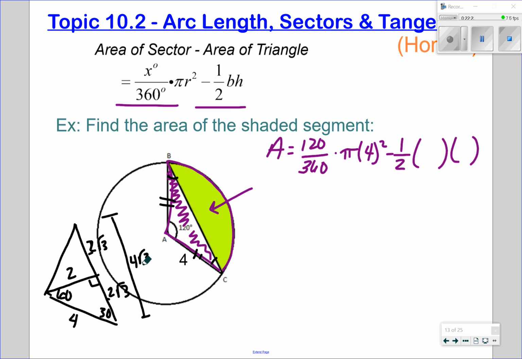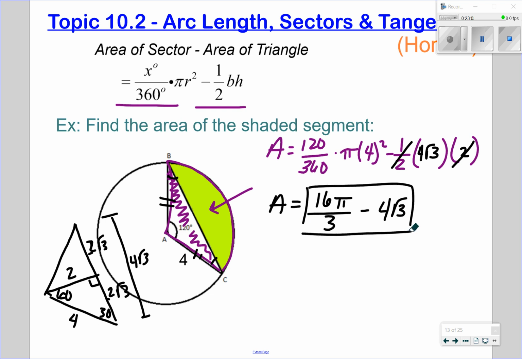So I would do base times height of my triangle. Base and height have to be perpendicular to each other. So my base would be 4 root 3, and my height would be 2. So as I'm going ahead and solving for the area of this segment, I'm going to do 120 over 360. Well, 120 over 360 is 1/3. So this becomes 16 pi over 3 minus, well, 1/2 of 2 is 1. So this would be minus 4 root 3. So this right here would be your answer in terms of pi.